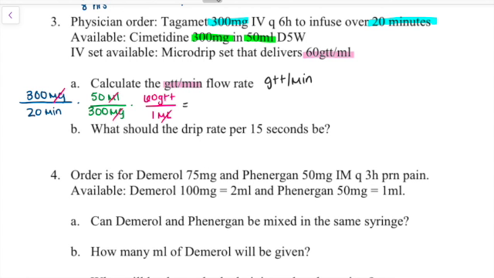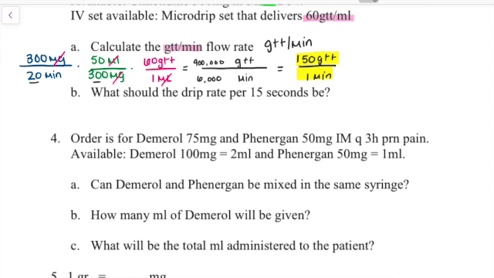So our answer is going to be in drops over minutes. So 300 times 50 times 60 is 900,000. And 20 times 300 is 6,000. 900,000 divided by 6,000 is 150 drops over 1 minute. So that's the answer for that part.